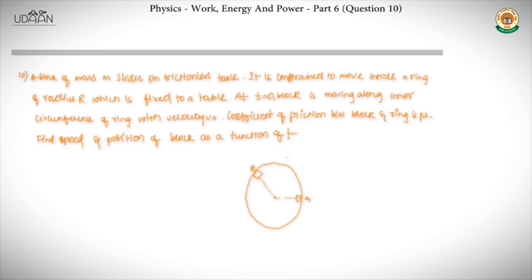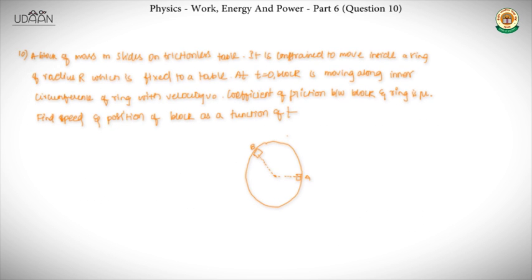Question number 10 states that a block of mass m slides on a frictionless table. It is constrained to move inside a ring of radius r, which is fixed to the table. At t equal to 0, the block is moving along the inner circumference of the ring with a velocity v naught. The coefficient of friction between the block and the ring is given to be mu. We need to find the speed and position of the block as a function of t. So let's move and see the solution.